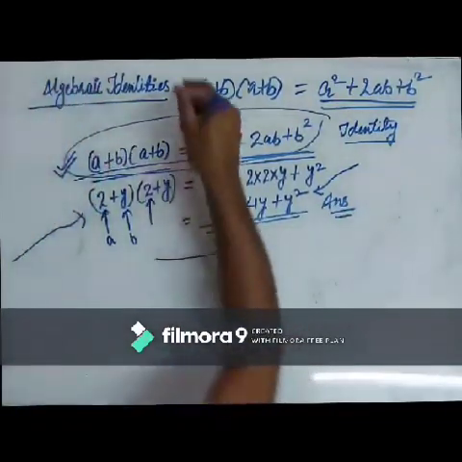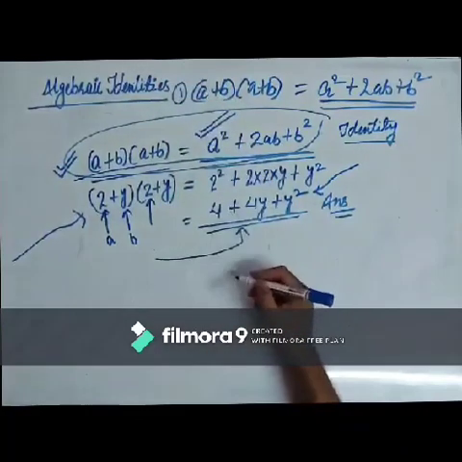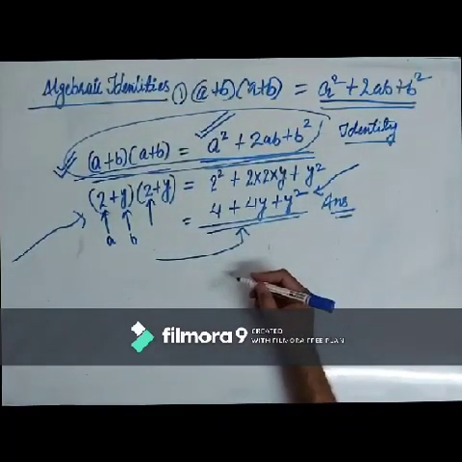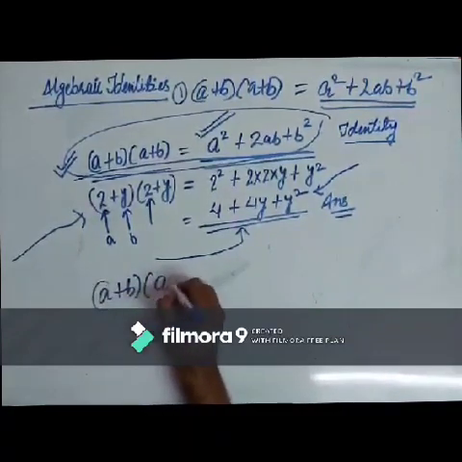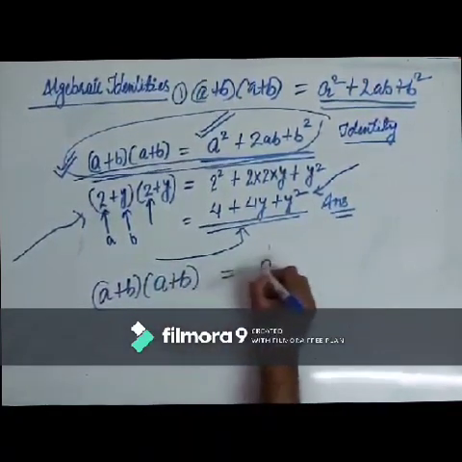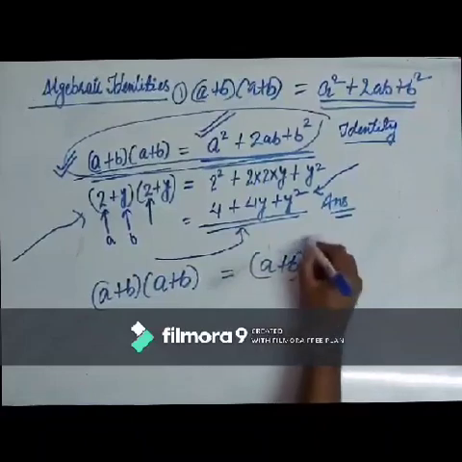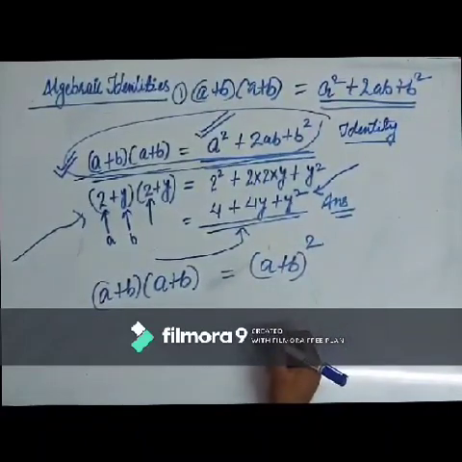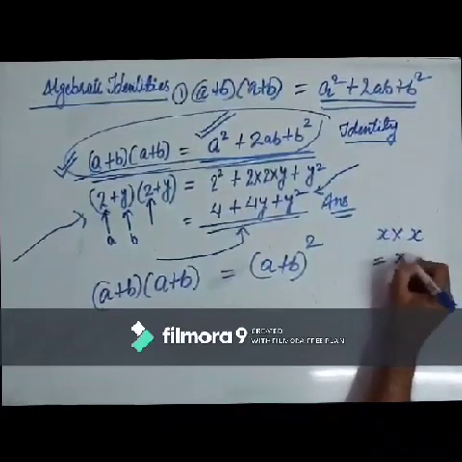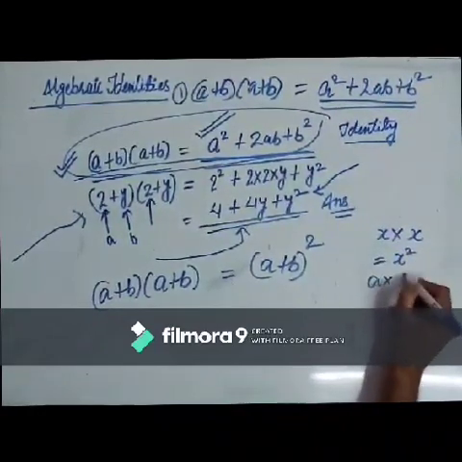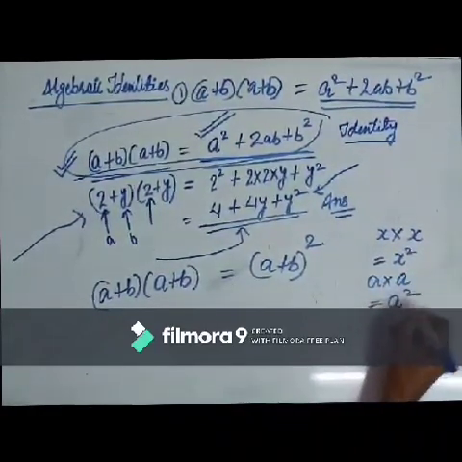So your identity number 1 is a plus b into a plus b. You can rewrite it as a plus b whole square. What is x into x? This is x square. What is a into a? This is a square.